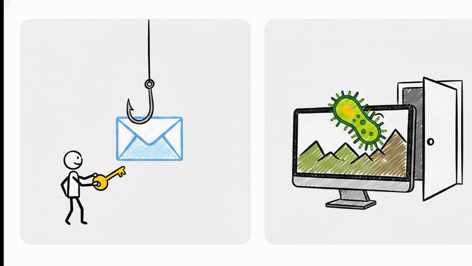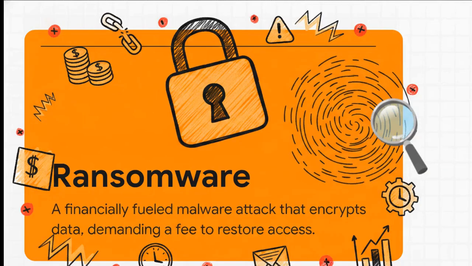Malware, on the flip side, is malicious software. Picture that same employee visiting a sketchy website that silently downloads a Trojan virus in the background. That malware can cause immediate damage or worse, quietly create a backdoor for a much, much larger attack down the line. And that larger attack is very often ransomware. Ransomware is a financially fueled malware attack that encrypts a victim's data, or just locks down entire computers, and demands a ransom fee to restore access.